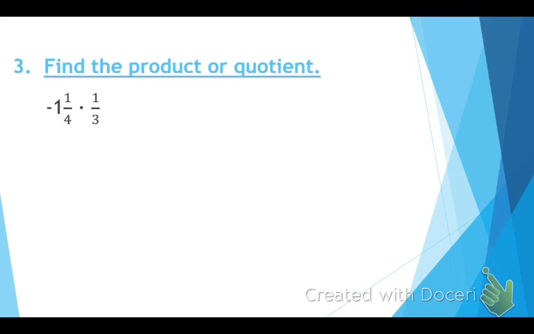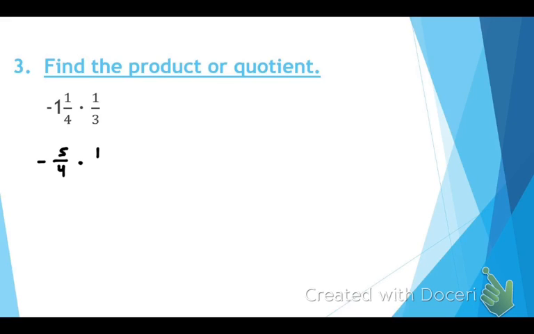Find the product or quotient. For this one, we're multiplying. Remember, when you have a mixed number, you have to make it improper. Improper, thank you all, one of you. What does this become if it's improper? Okay, listen, a lot of you said that's 5 over 4, but what should it be? Negative. That's why many people got this answer wrong.